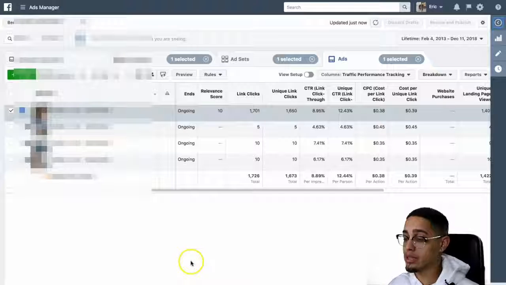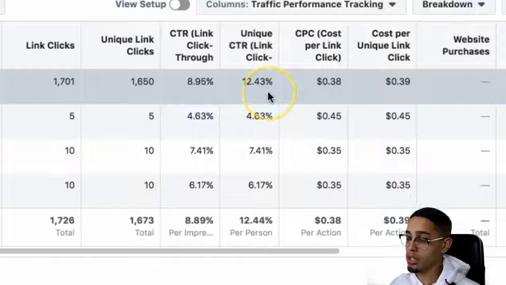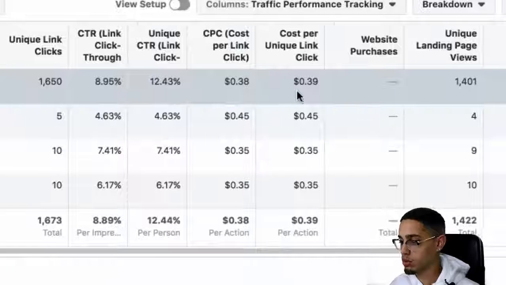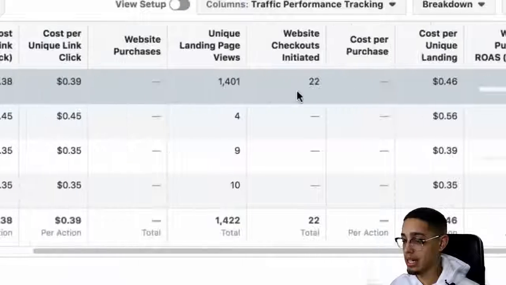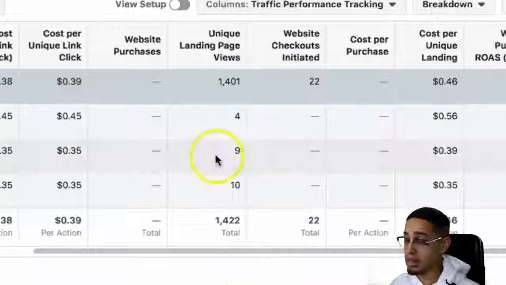So there goes my successful ad. We have 1,700 clicks. We have 1,600 unique clicks, 12% unique click-through rate. We have 38 cents per click, 98 cents per lead. And with that being said, that's basically how you create a successful Facebook ad.